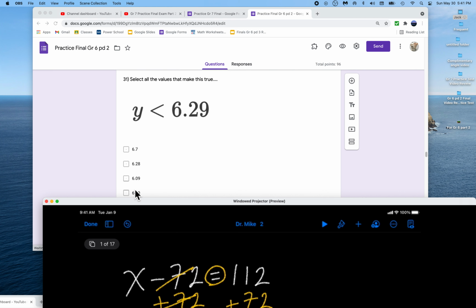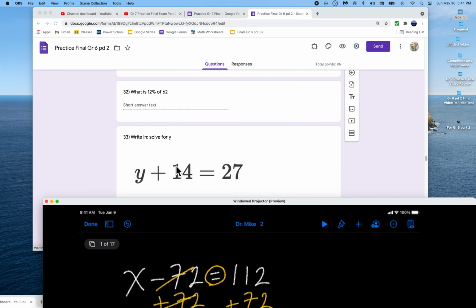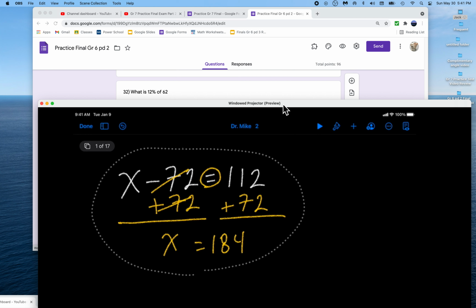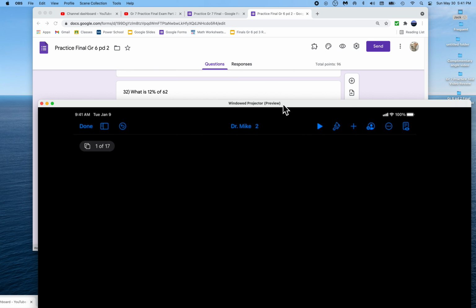Okay, it looks like only these two, because 6.29 would be equal, not less than. So it looks like 6.28 and 6.09. Okay, another percent question. So here you have your choice to either do it using a fraction or a decimal.